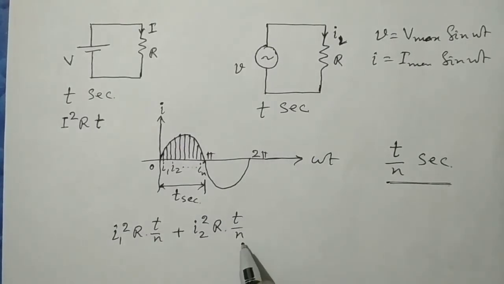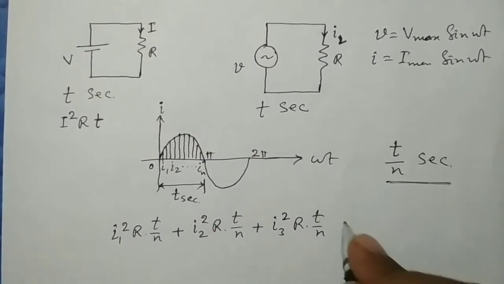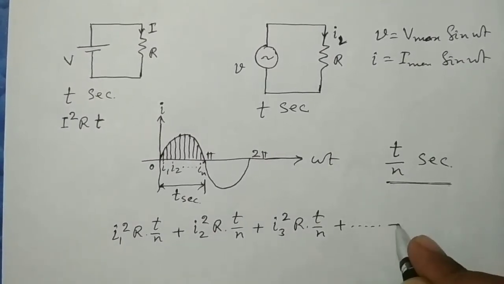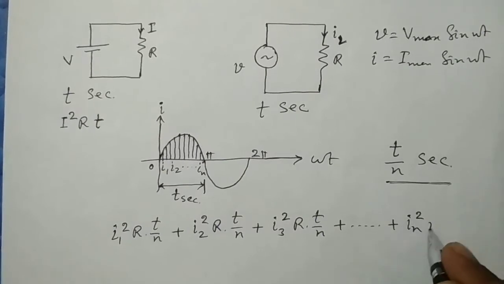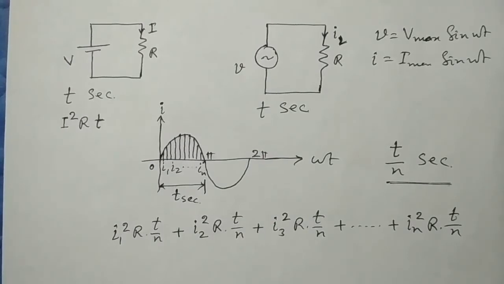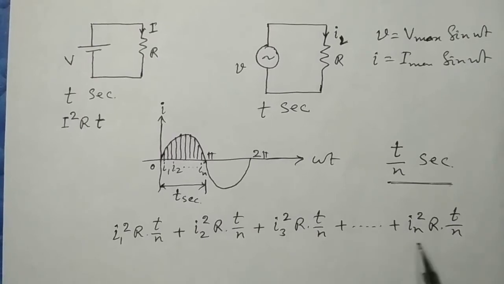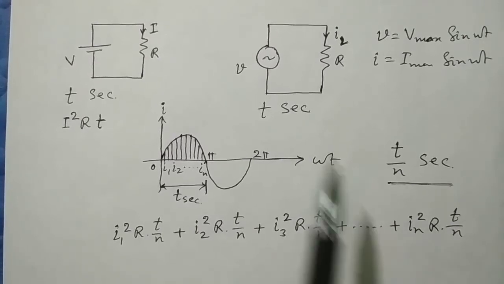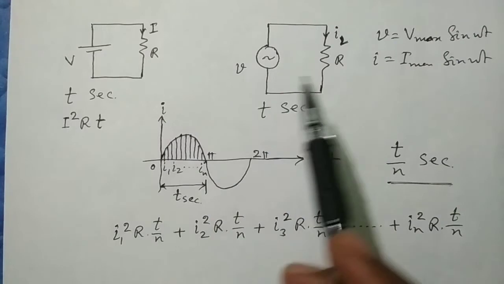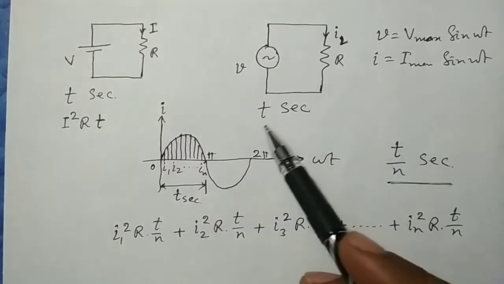Now after t by n seconds, the current will be changed to I3. So the energy will be I3 square R into t by n, and so on up to IN square R into t by n. So this is the total amount of energy produced because of this alternating voltage source, because of this alternating current which is flowing through the load resistance R for T seconds.